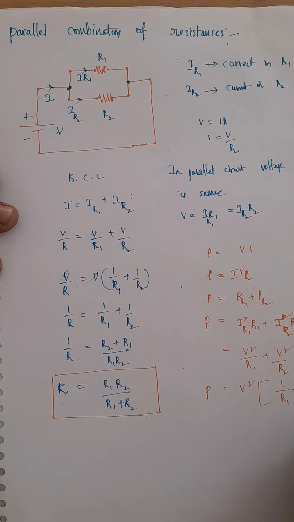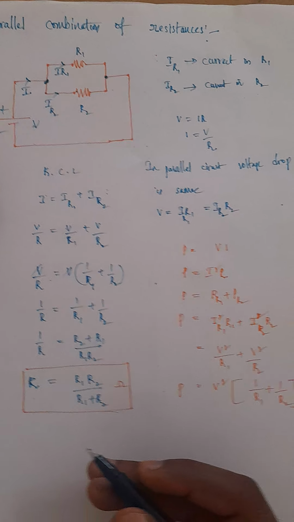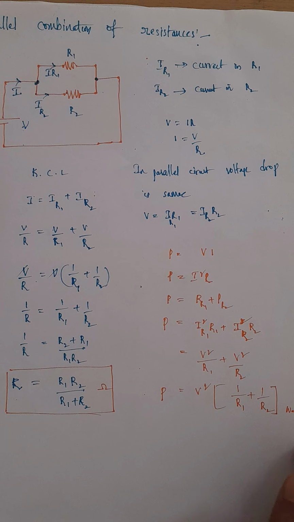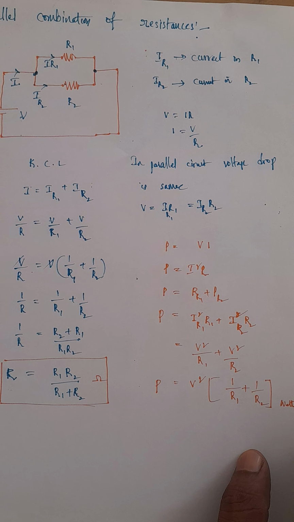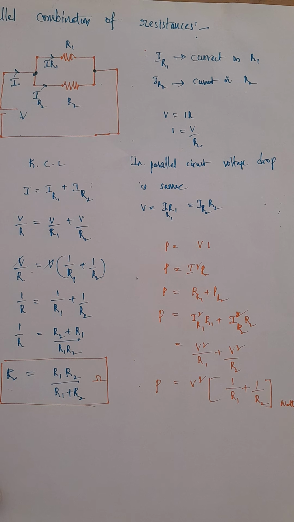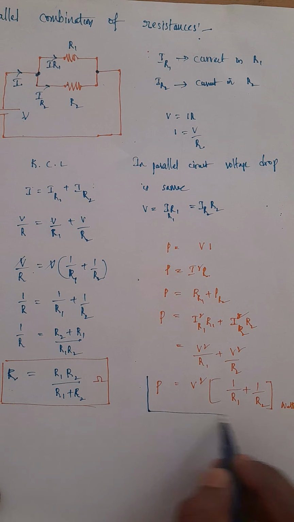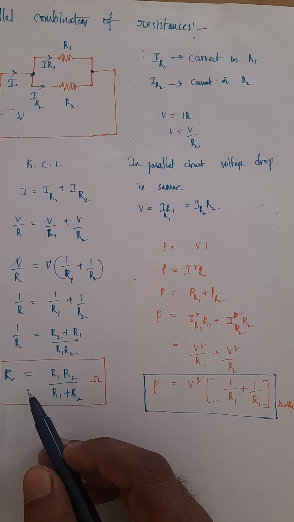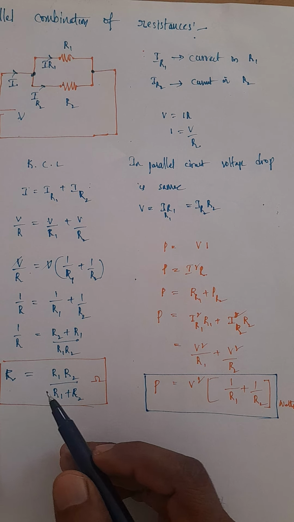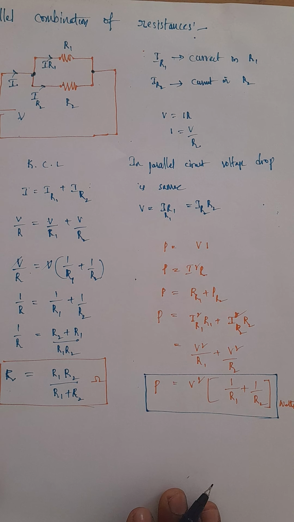Power is represented in watts and resistance in ohms. This is the equation related to the power delivered in the parallel combination. So we can find the power in the parallel circuit, and the resistance R value in the circuit also. This is a complete analysis related to the parallel combination of resistances.